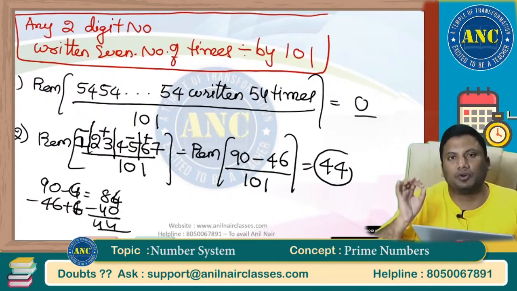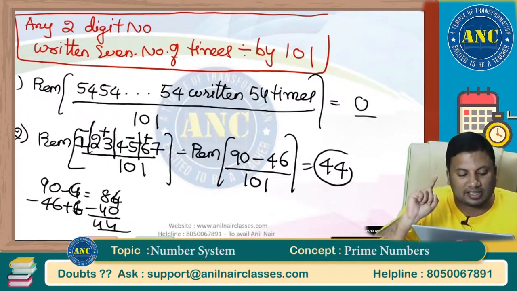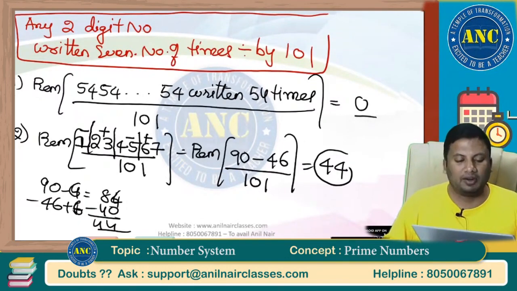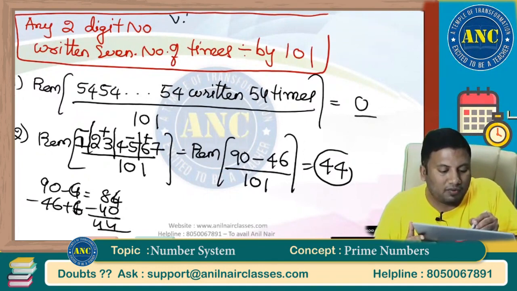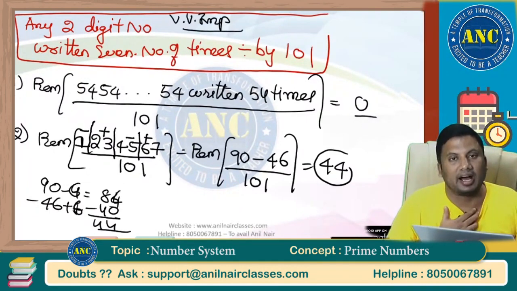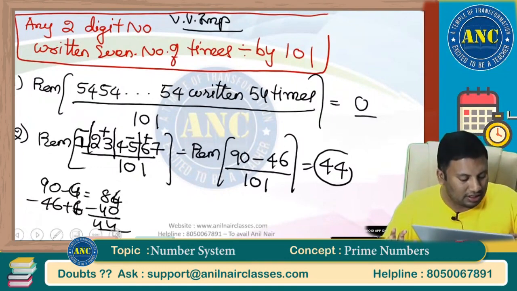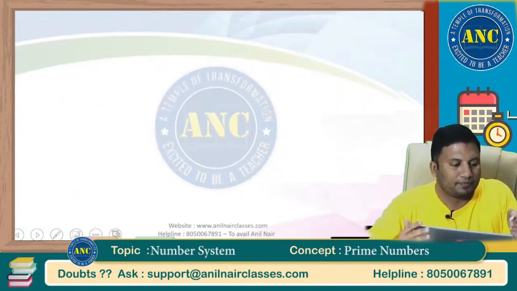Take a group of 2 digits. In the previous problem, we got 101. So I am discussing the divisibility rule of 101. Any 2 digit number, very, very important, written even number of times is always divisible by 101. Then we will discuss some more.